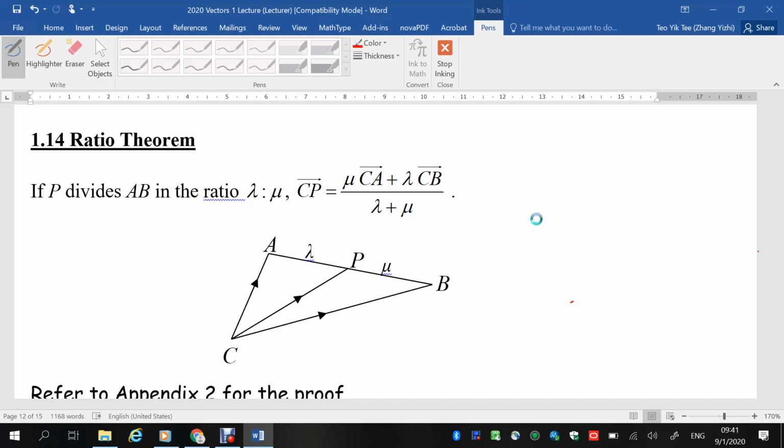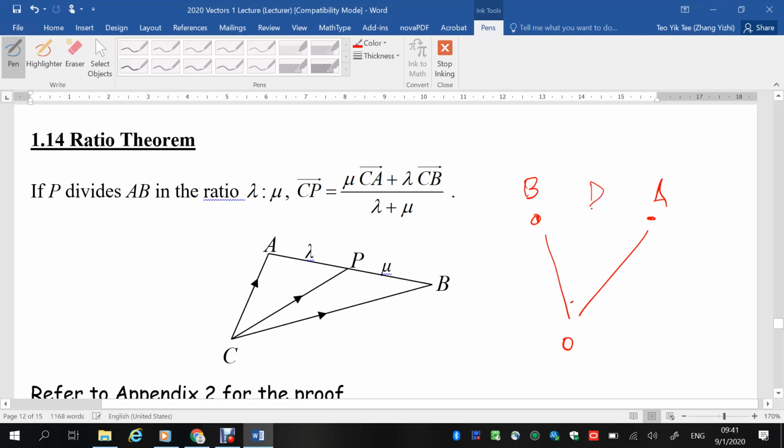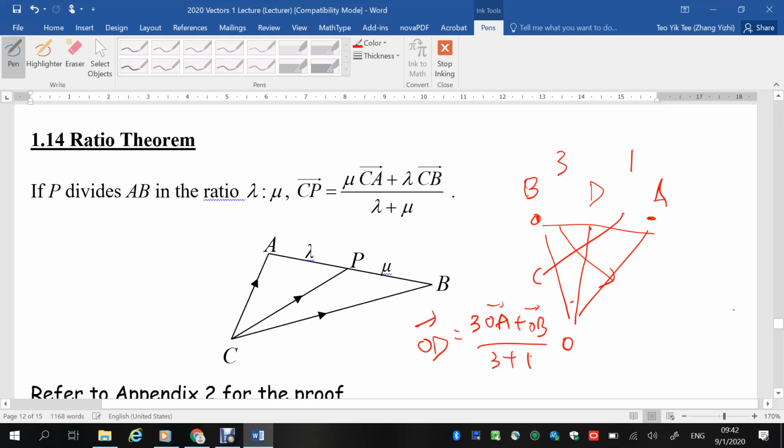Okay? So if I were to have 2 points, let's call this O, let's call this A, and let's call this B. What it means is that if they are in the ratio of, let's say, 3:1, what it means is that OD is equal to 3 times OA. So all you need to do is times across. 3 times OA plus OB divided by 3 plus 1. So all you need to do is look across. This is how you activate your ratio theorem.